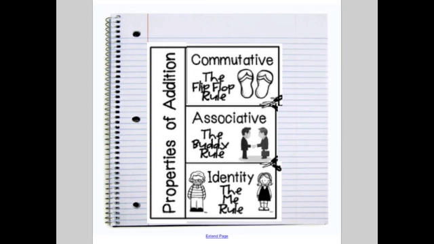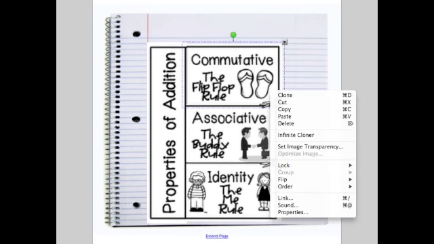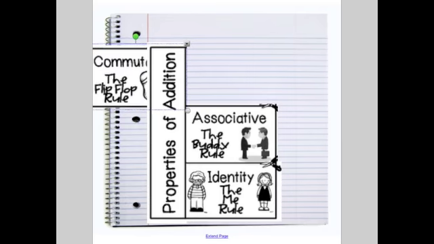Okay. The first property that we're going to talk about is the commutative property, and I like to think about that as the flip-flop rule. It's when you're allowed to flip the order of numbers, and you'll still get the same answer. So I'm going to flip up that commutative rule flap, and I'm going to write my notes underneath it.